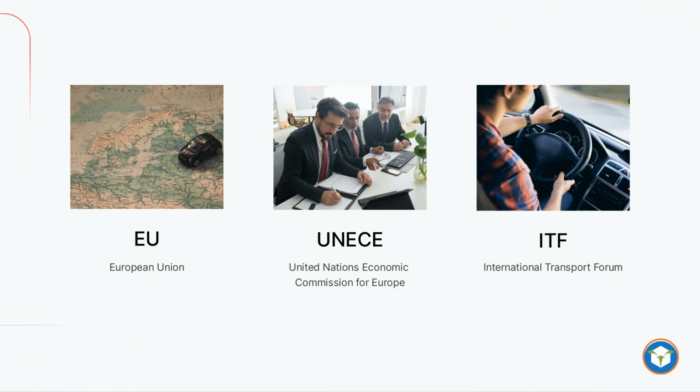As a transport manager, it is important to understand the framework of regulations and control, as well as knowing the institutions involved.